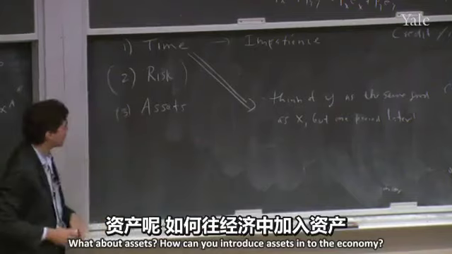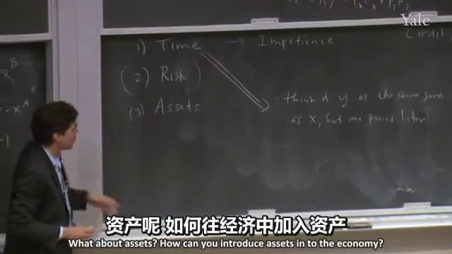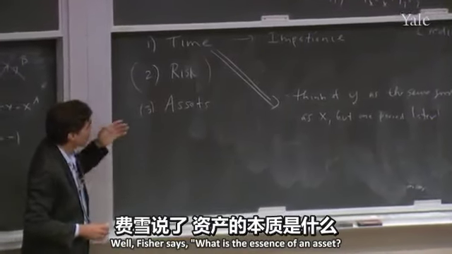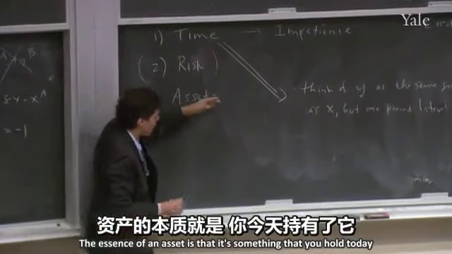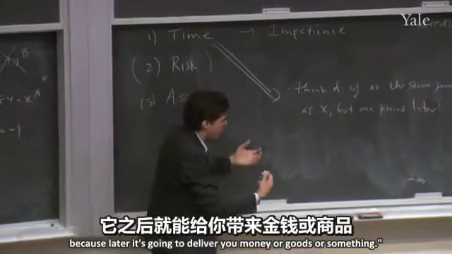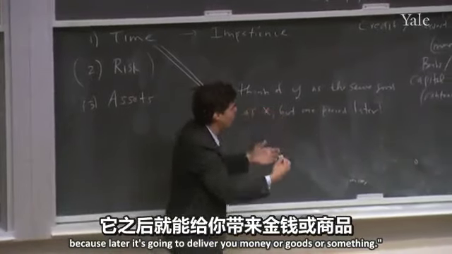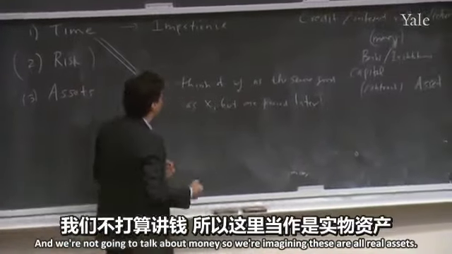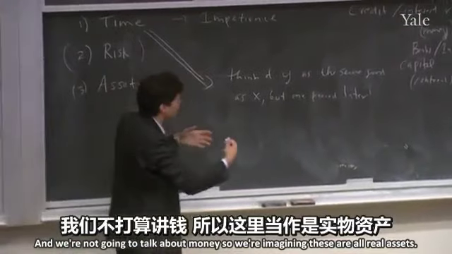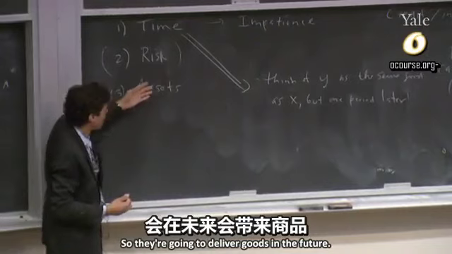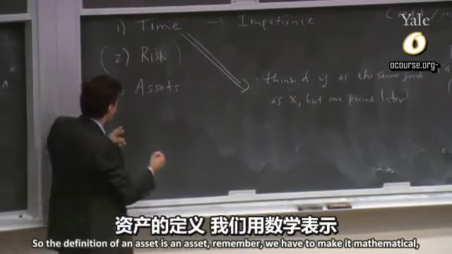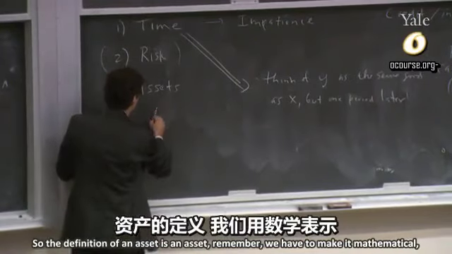What about assets? How can you introduce assets into the economy? Well, Fisher says, what is the essence of an asset? The essence of an asset is that it's something you hold today because later it's going to deliver you money or goods or something. And we're not going to talk about money, so we're imagining these are all real assets. So they're going to deliver goods in the future.